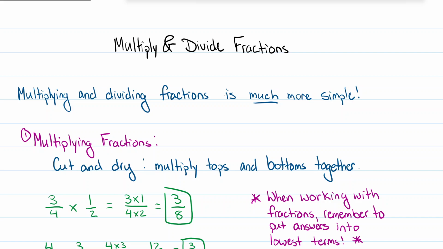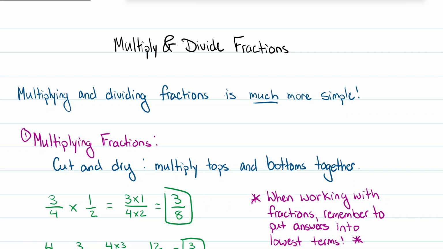Hey there, today we are going to be talking about multiplying and dividing fractions. Multiplying and dividing fractions is much more simple, and I'm going to circle much, just because it's much more simple than adding and subtracting fractions.